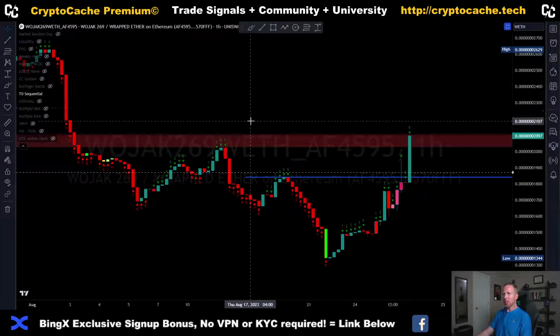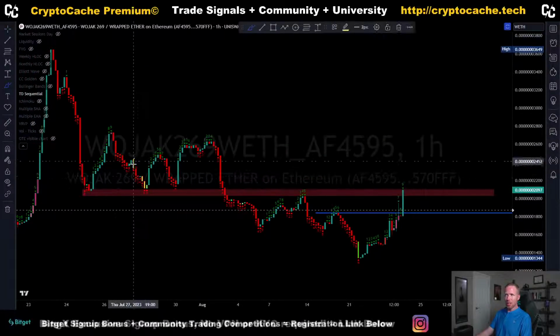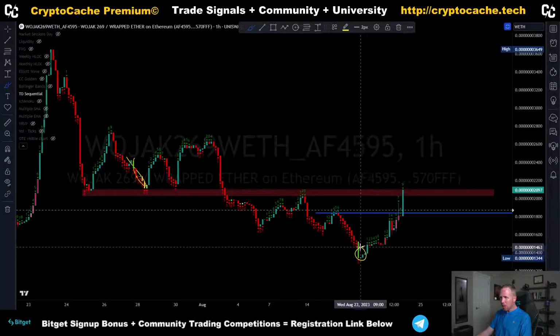Let's take a look at the hour and kind of see if it's a similar scenario. You can see a lot of 9s here on the hourly too. Kind of see the neon here. We get an overextension here. We got one right about here as well, near the bottom.